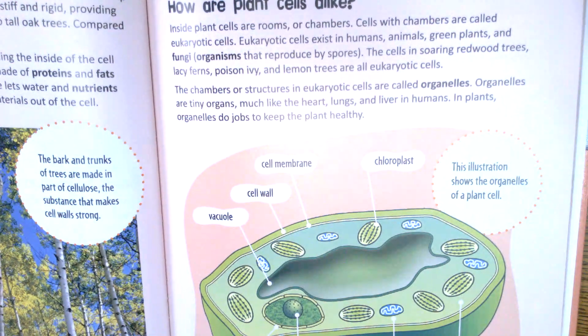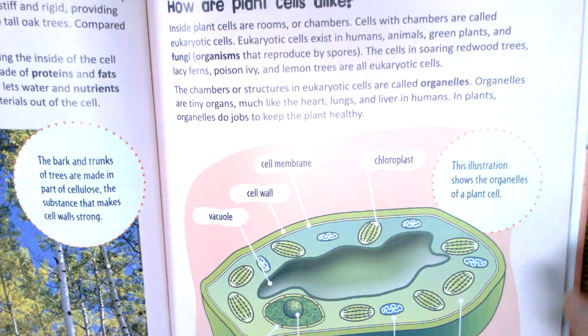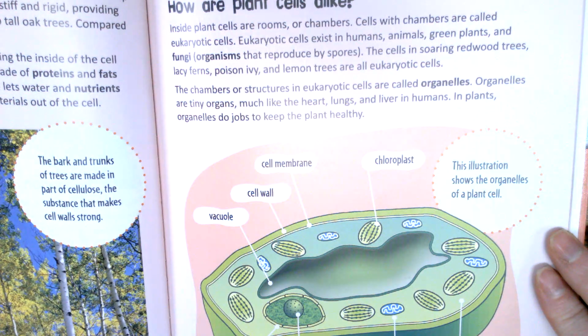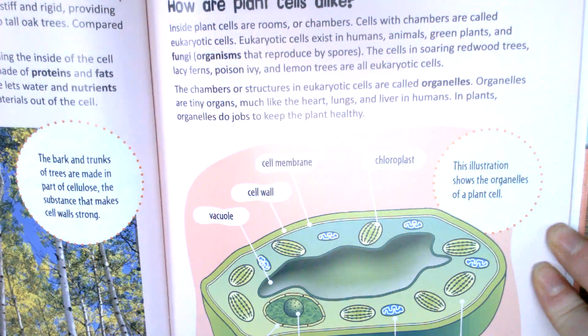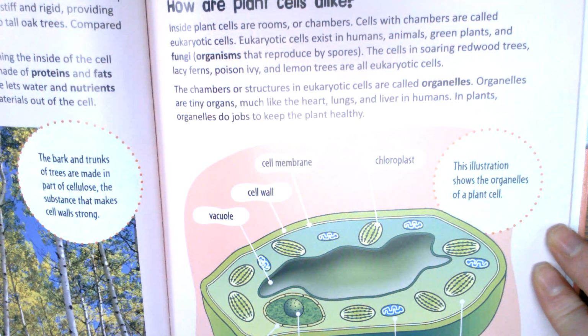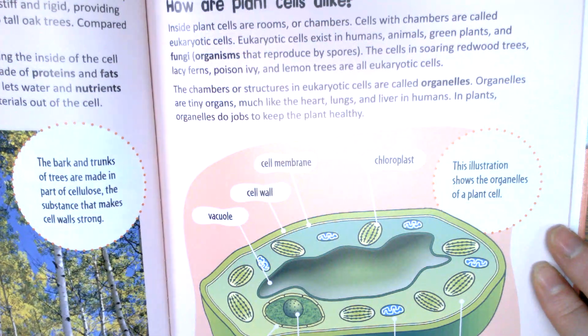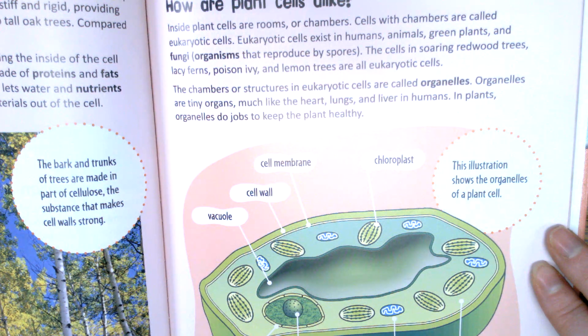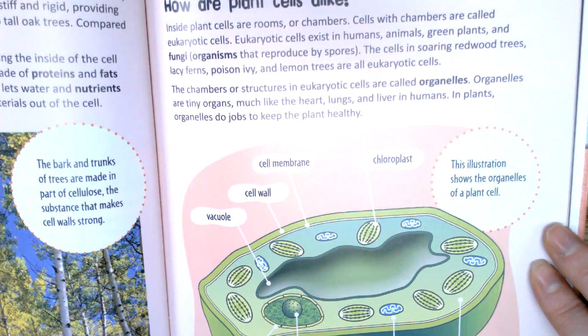How are plant cells alike? Inside plant cells are rooms or chambers. Cells with membranes are called eukaryotic cells. Eukaryotic cells exist in humans, animals, green plants, and fungi, organisms that reproduce by spores. The cells in soaring redwood trees, lacy ferns, poison ivy, and lemon trees are also eukaryotic cells.